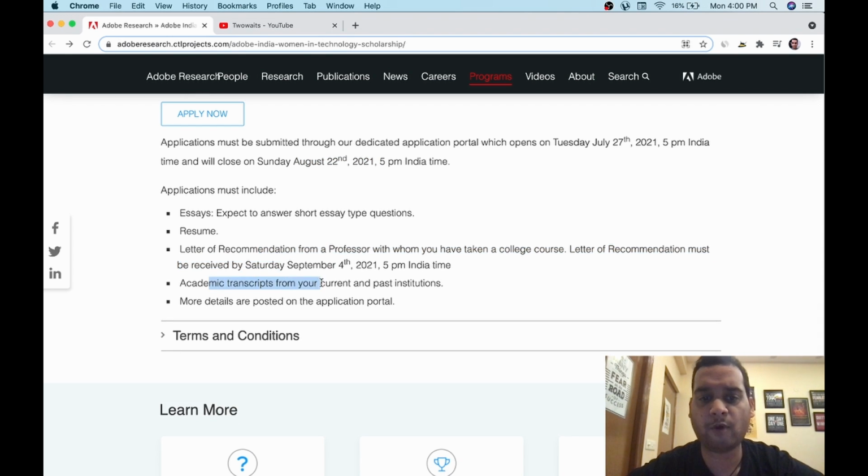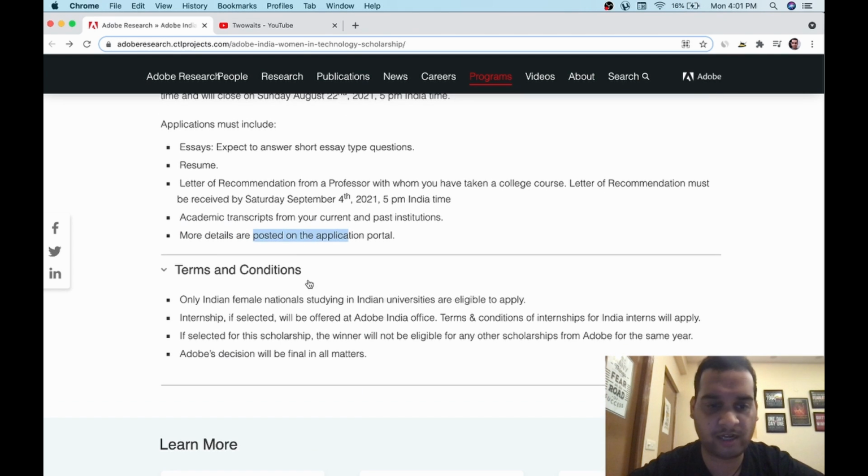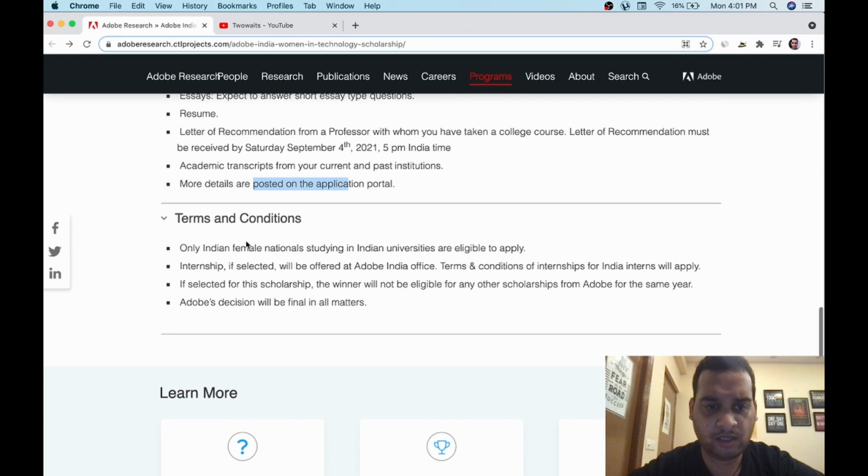Academic transcripts from your current institution: you need to give some mark sheet, etc. For BTech only, I checked the whole application, there is no space for school as well, but if they ask, you can just provide them the 10th and 12th mark sheet of yours. More details are posted on the application portal. Let's go to the application portal.